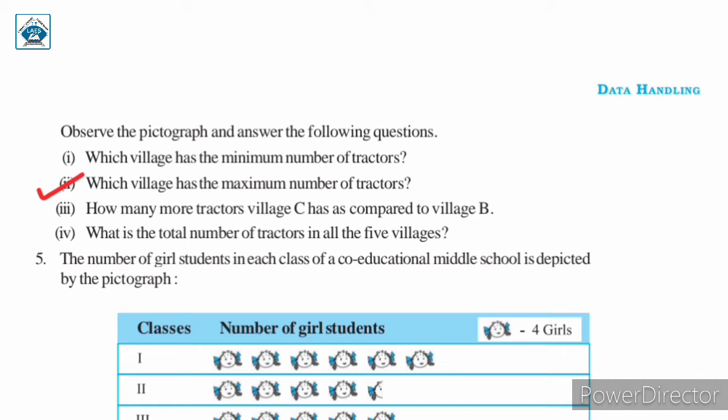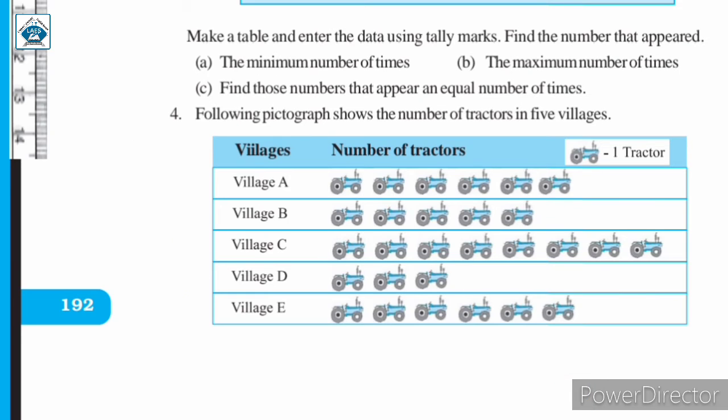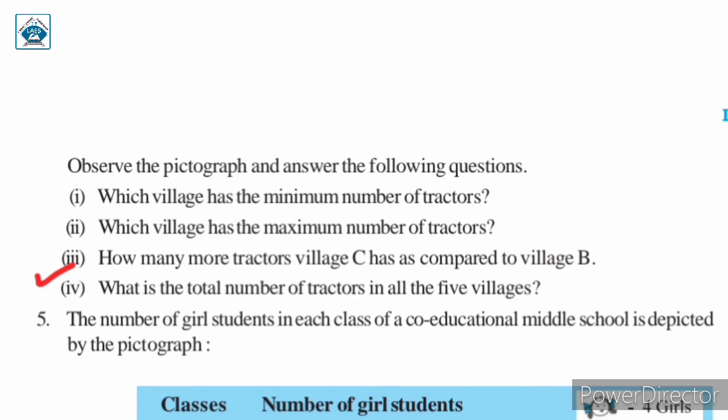Next, we are asked which village has the maximum number of tractors. From the pictograph, it can be observed that village C has the maximum number of tractors क्योंकि village C के row में जो pictures हैं वो ज़्यादा हैं बाकी village के rows के comparison में. Therefore, village C has the maximum number of tractors and we can count there are 1, 2, 3, 4, 5, 6, 7, 8 tractors.